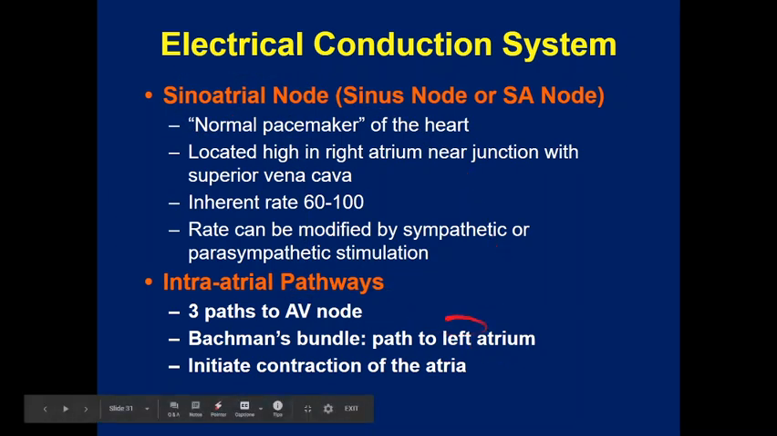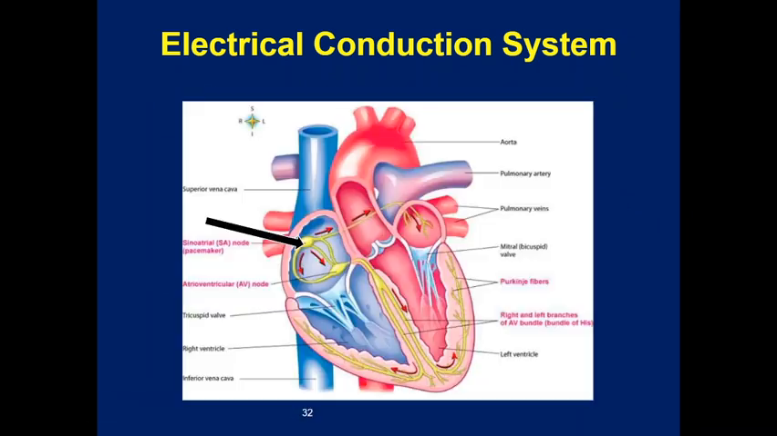The left atrium needs some electrical signal, so Bachman's bundle takes right atrium to left atrium, and then there's two other pathways from the SA node to the AV node itself. Three pathways from the SA node to AV node, in addition to Bachman's bundle to the left. These pathways initiate a coordinated contraction of the atria altogether.